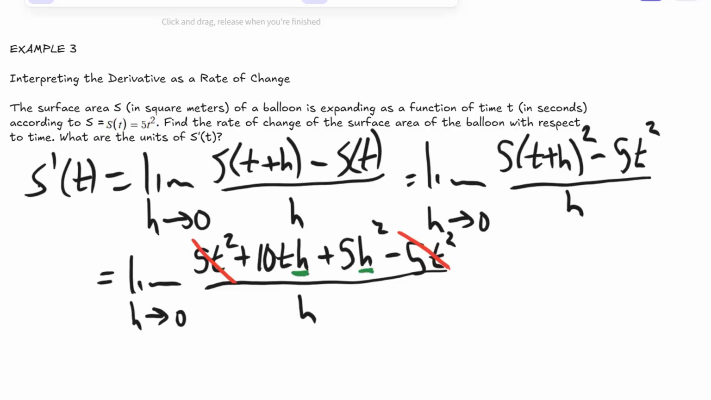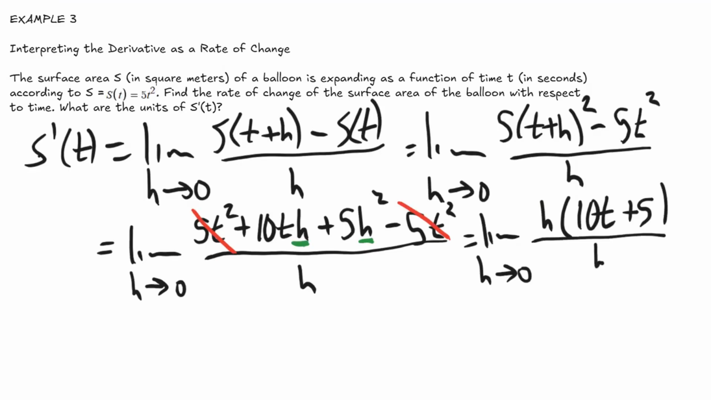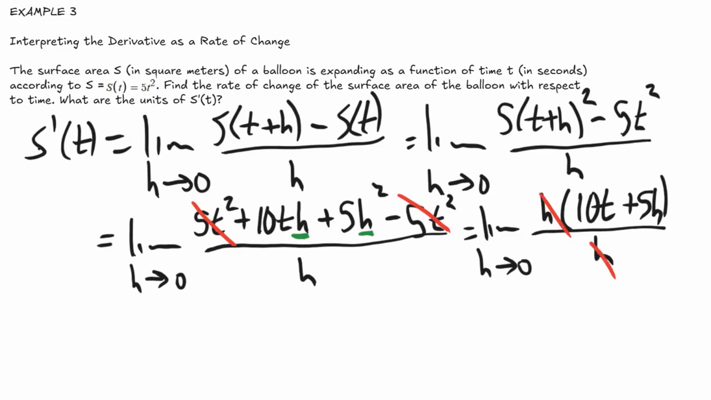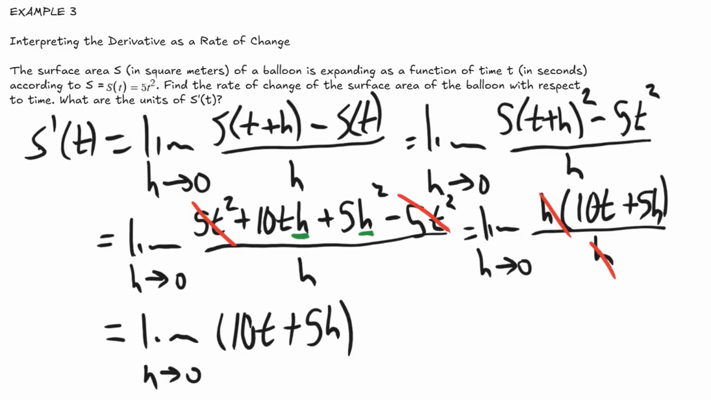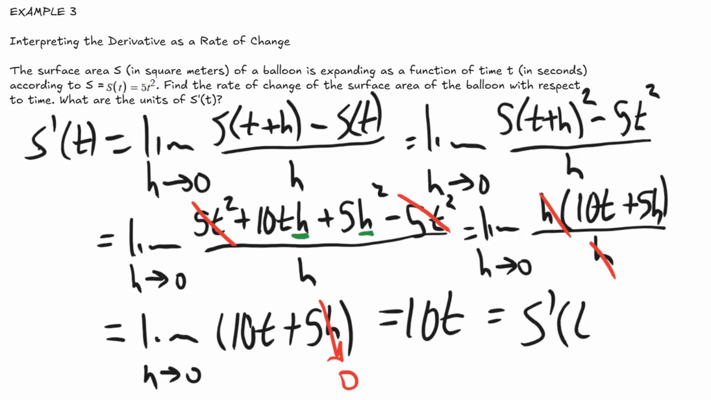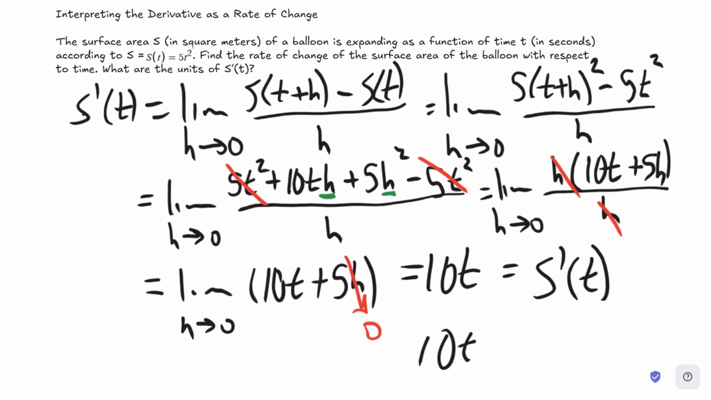So what I'll do is I will rewrite it with the h factored out. And then we'll cancel the h's. This simplifies to limit as h approaches 0, 10t plus 5h. Then if we let h approach 0, we have 10t, which is S prime of t. So since S prime of t is the limit of the quotient of a change in area divided by a change in time, the units of the rate of change are going to be square meters per second, and the rate of change of the surface area S of the balloon with respect to time is 10t meters squared per second.